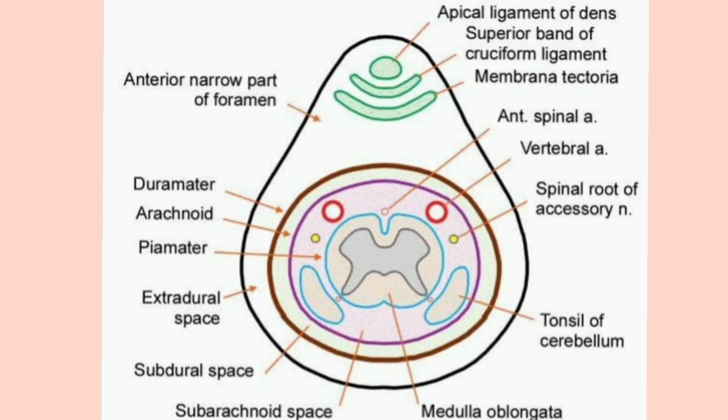membrana tectoria. And in the neurovascular compartment, or posterior compartment, the structures are the lower end of the medulla oblongata with its meninges, the fourth part of the vertebral artery, which is surrounded by a sympathetic plexus of nerves, then the spinal root of the accessory nerve, the posterior spinal arteries, which are two in number, and the anterior spinal artery. All these things I discussed during my discussion on the posterior cranial fossa. I just repeated all the structures passing through the foramen magnum.